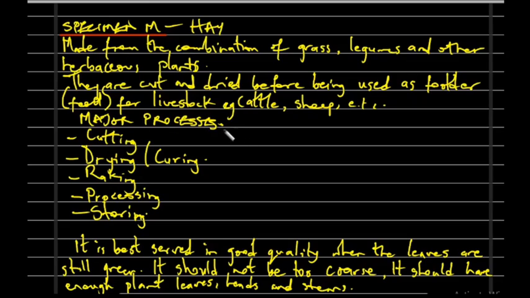The major processes are cutting, and then drying or curing. After cutting is done, they dry the hay and then rake it, after which they process it before it is stored in barns. Hay is of good quality when the leaves are still green, and it should not be too coarse. You should have enough plant leaves, heads and stems. So this is what a typical hay should look like.